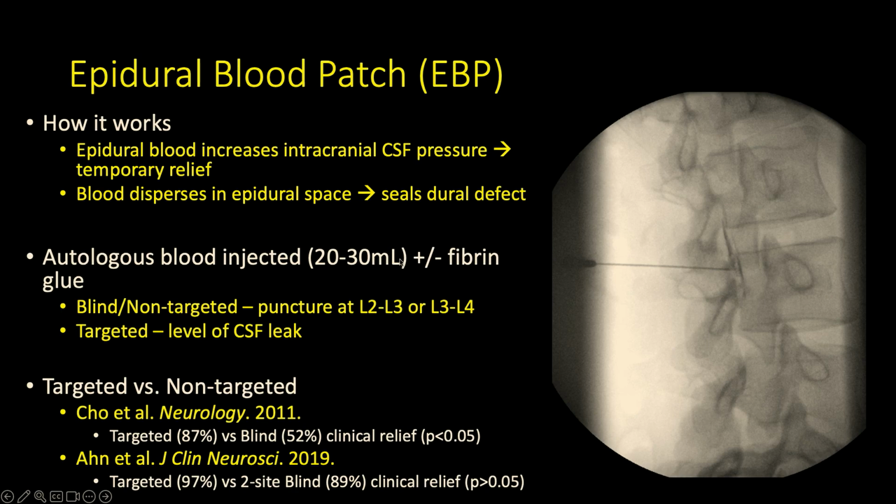You can do it in a blinded or non-targeted way, where you do the puncture at L2-3 or L3-4, like in this case, and inject the blood. Or you can do targeted. If you've seen a culprit lesion on your dynamic CT myelogram, you can put the needle at that location and do a directed blood patch.